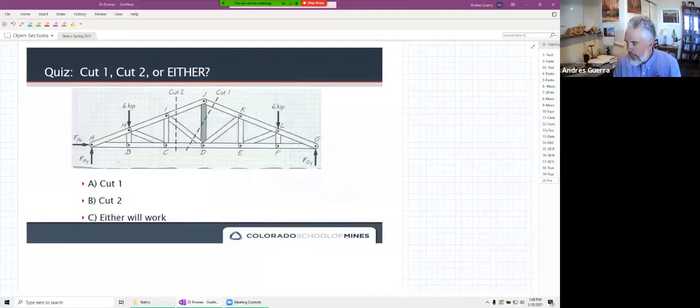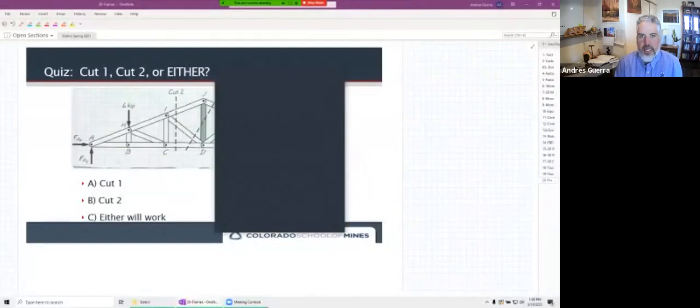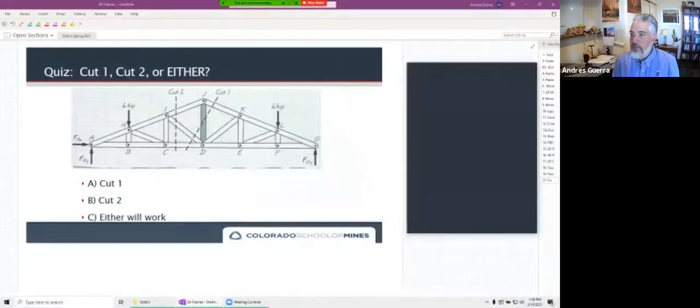Okay, I've got 70% have voted. I'm going to end polling here. Got 81%. And A is the most popular choice, and then B and C are tied. So 47% for A and then 27% both for B and C.